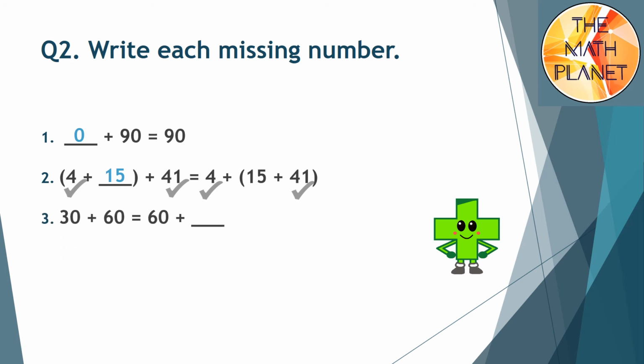Question number 3. We switch the order of addends. 30 plus 60 equals 60 plus 30. So this is the commutative property.